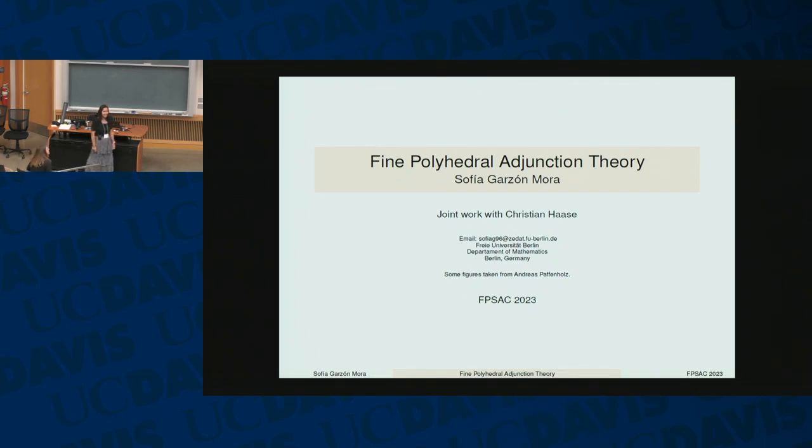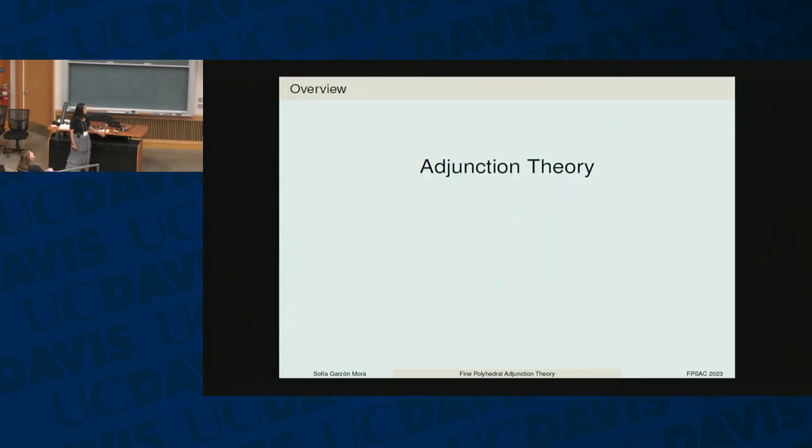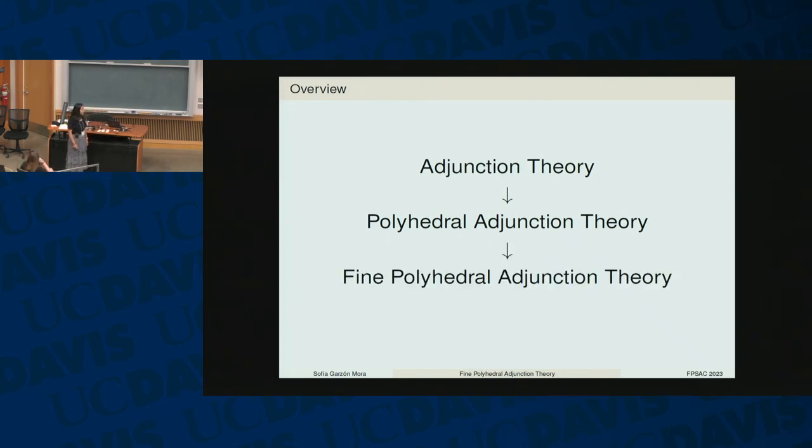Yes, I'm going to tell you about this ongoing work I have with my advisor, Christian Hase, and maybe mention that some pictures are taken from work by Andreas Pfaffenholz. So how this talk will go is basically I'll introduce adjunction theory. I'm not sure anyone is very familiar with it, but I'll add then one more word and go to polyhedral adjunction theory. And the second part of the talk will be fine polyhedral adjunction theory, so basically adding more words. And here I'll tell you about two main results.